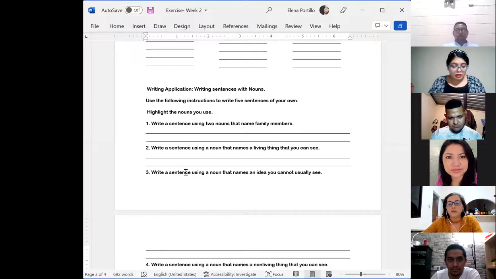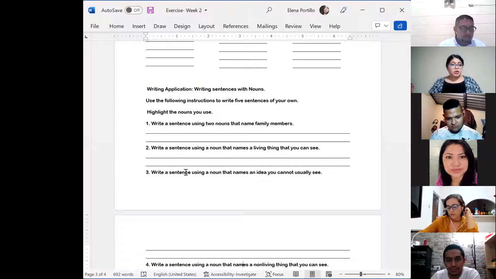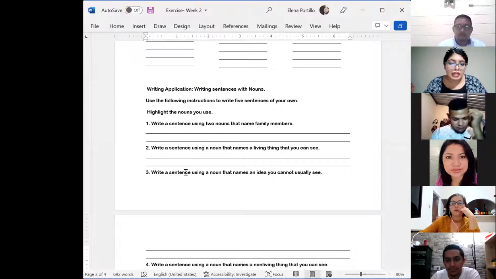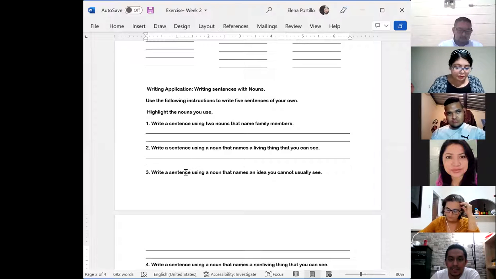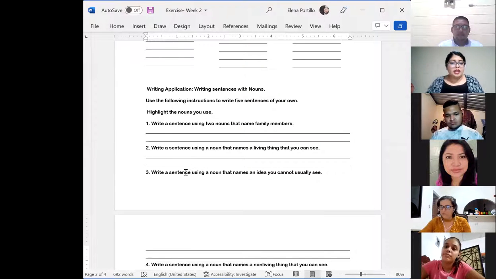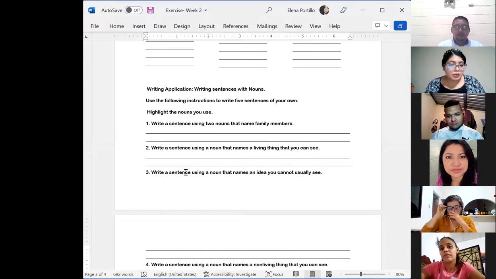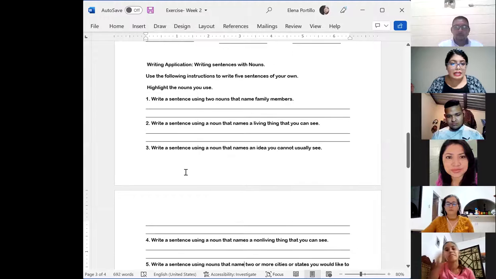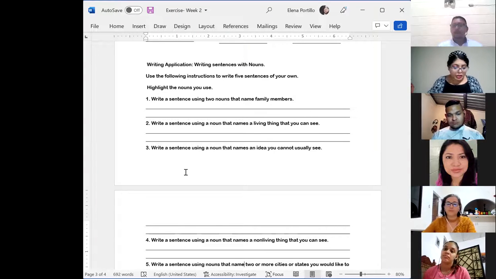Okay, good. Then you have to write, and the number two, write a sentence using a noun that names a living thing you can see. Who wants to read the sentence? Me, teacher. Tell me. My beard is small. Okay, thank you. That's good. Number three, write a sentence using a noun that names an idea you cannot usually see.